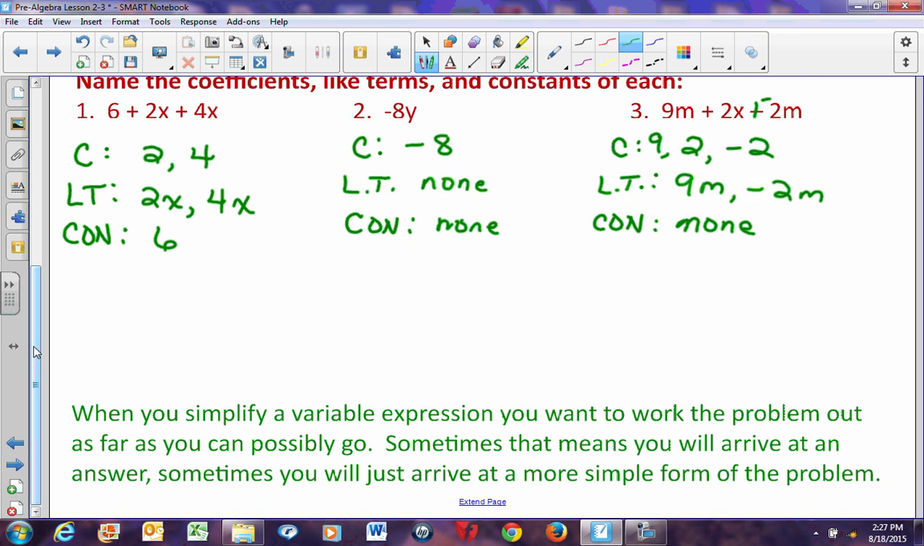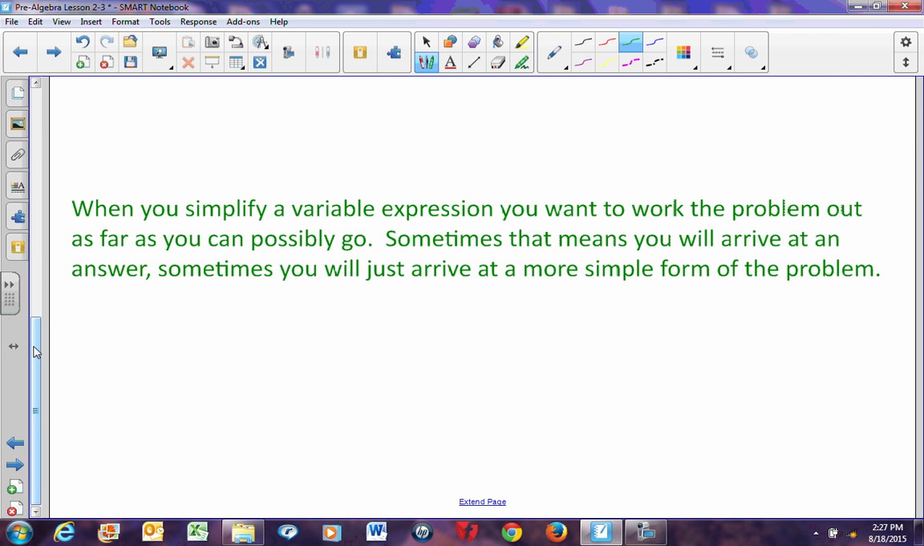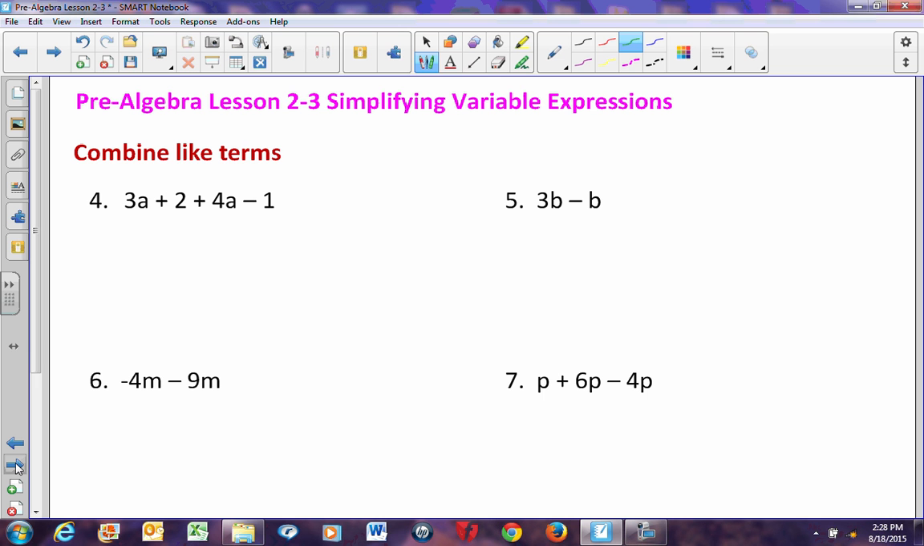Okay. When you simplify a variable expression, you want to work the problem out as far as it can possibly go. Sometimes that means you will arrive at an answer. Sometimes you will just arrive at some more specific, or a more simple form of the problem. So if we're going to combine some like terms.